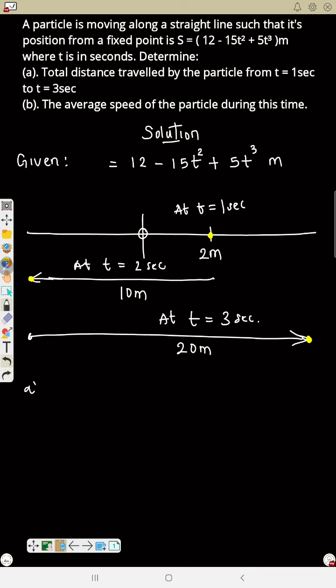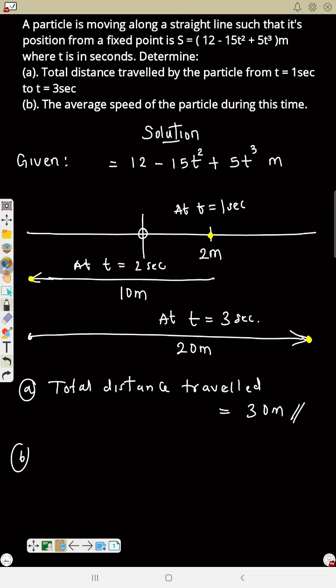Now, we've already seen the total distance, because that is what we need. I'm only explaining displacement. So A, total distance traveled by the particle is equal to 30 meter.